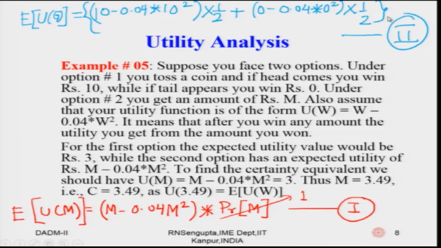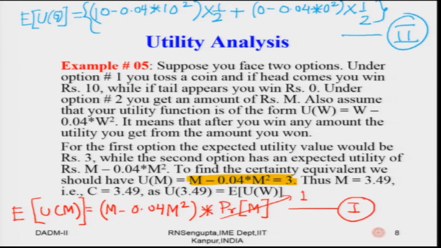So, you want to equate equation 1 and equation 2. In equation 2 everything is known, in equation 1 m is not known. Put it in the equation and find m, and that m is the certainty value. Let me read the last portion of this problem. For the first option, the expected utility value would be 3, which is for the gamble, the equation 2 value. The second option has an expected utility value of m minus 0.04 into m square, as given in equation 1. To find the equivalent, equate them. We equate them, and m comes to be 3.49. So, the certainty value is 3.49.